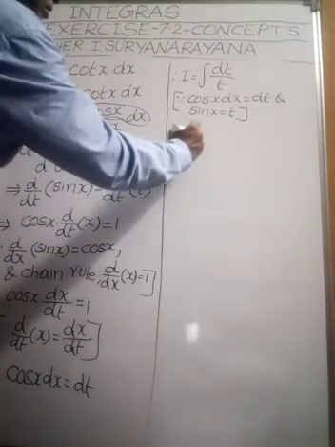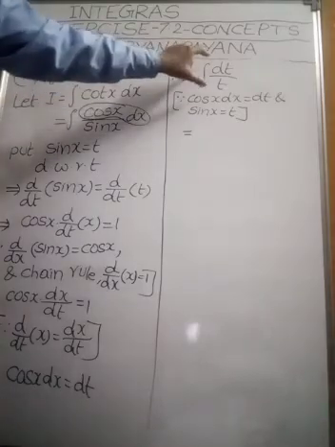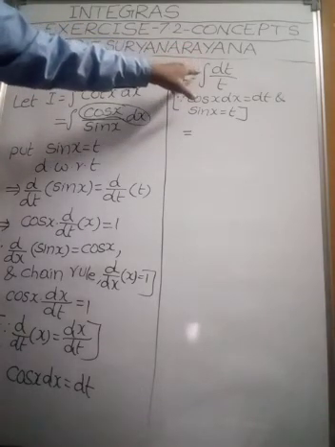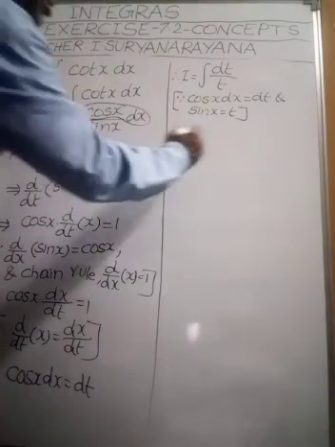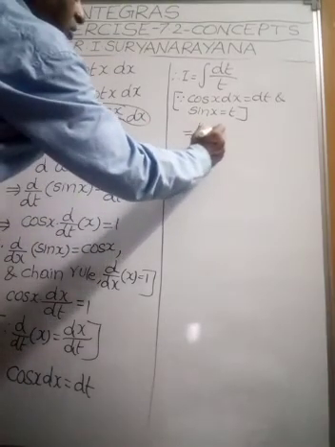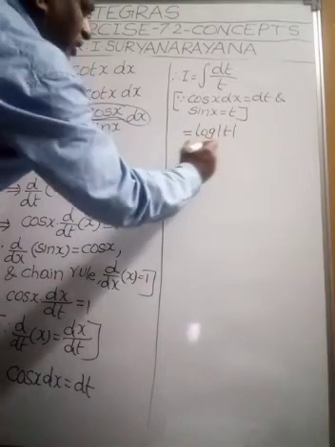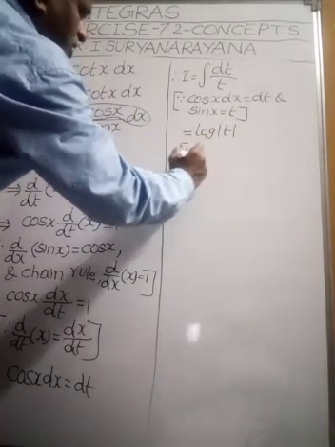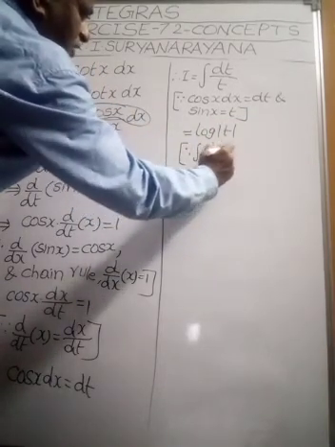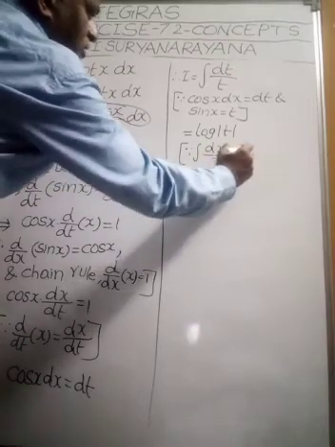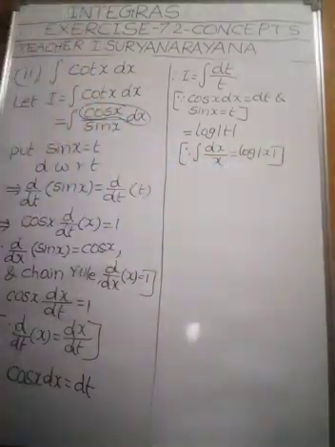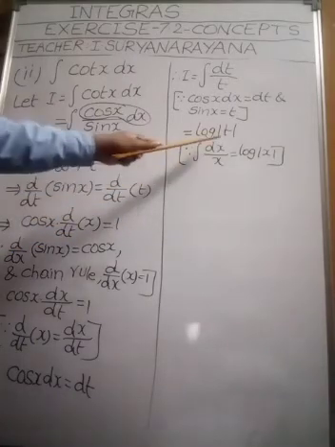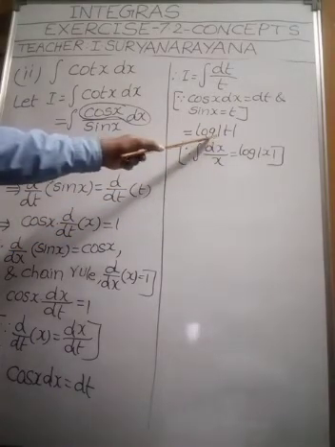Right. Now, if you observe this integral, it is in the standard form. What is the standard form? Integral dx by x. Yes, log mod x, log mod t. Because integral dx by x is equal to log mod x. So by using this integral formula, we wrote this step. Understood this step, my children?